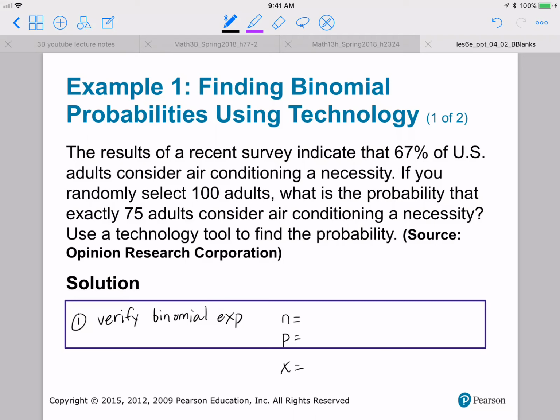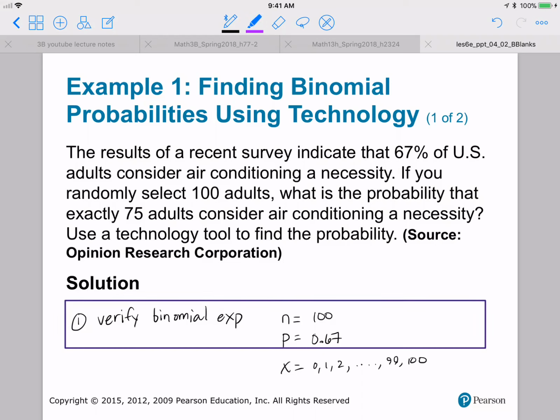It's 1645. Thank you. And the possible values for X. All right, so our P is going to be 0.67. N is equal to 100. And so X could be 0, 1, 2, anything up to 100.